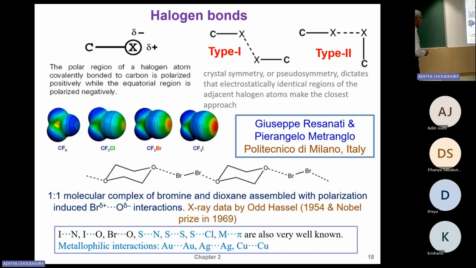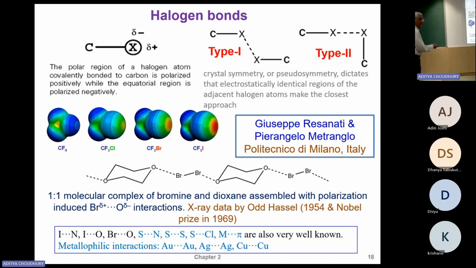And even if you have iodine nitrogen, nitrogen is not halogen, mind you, iodine oxygen, bromine oxygen, all these things are also called, even sulfur, halogen bonds now. Halogen bonds are commonly known even for the interaction between bromine and oxygen, sulfur and nitrogen, all these things.